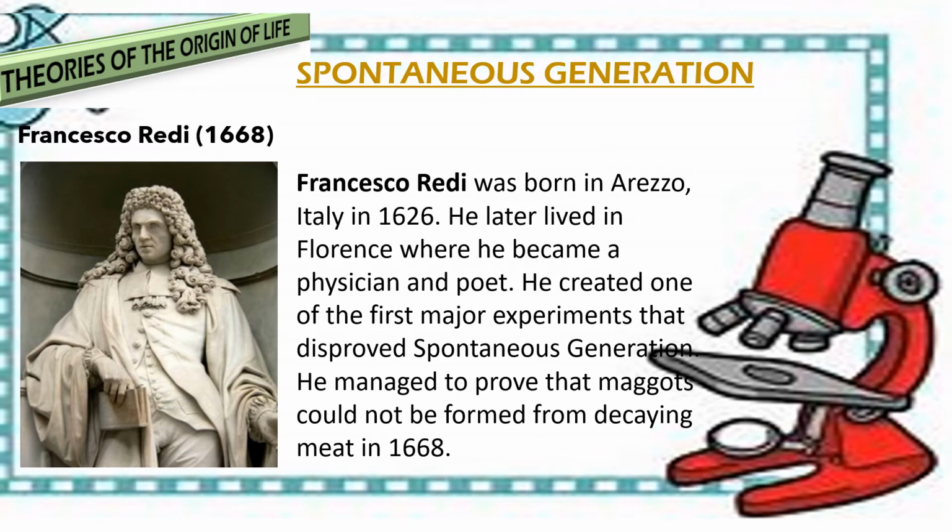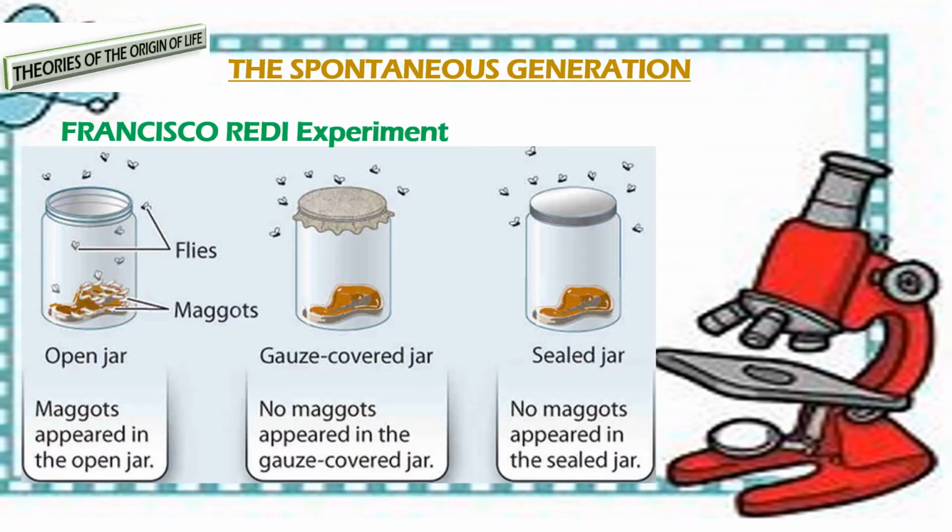Okay, so now we'll try to discuss the different experiments about spontaneous generation. We have here Francisco Redi, who was born in Arezzo, Italy in 1626. He later lived in Florence where he became a physician and a poet. He created one of the first major experiments that disproved spontaneous generation. He managed to prove that maggots could not be formed from decaying meat in 1668.